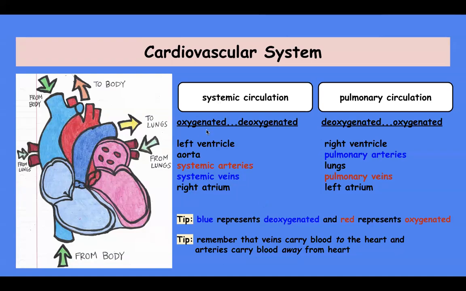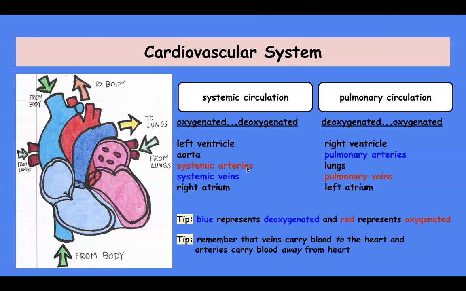With systemic circulation, I like to think of it as we're taking blood that's oxygenated and going through this pathway, and eventually it's going to become deoxygenated. So anatomically, let's start from the left ventricle. The left ventricle is going to travel oxygenated blood to the aorta, then the systemic arteries, and we call them systemic arteries because they're the arteries supplying our whole body. And then the arteries are going to transition into systemic veins. And these veins within our body are going to deliver deoxygenated blood to our atrium.